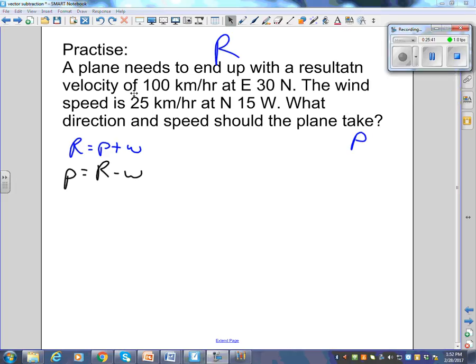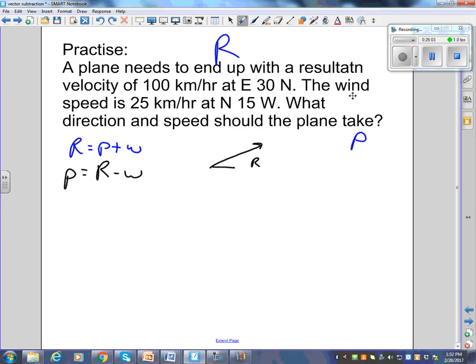Okay, so now let's do it. 100 kilometers an hour at east 30 north. Now, it wouldn't hurt to have a little sketch, right? A little pre-work here. East 30 north. East 30 to the north is going to be like that, right? That's going to be my R.